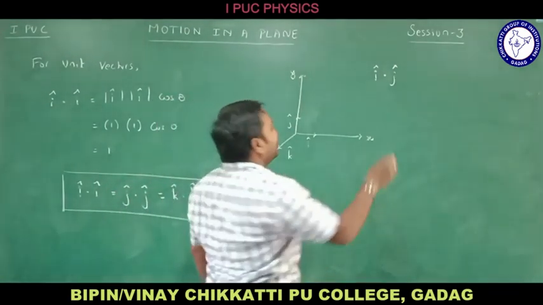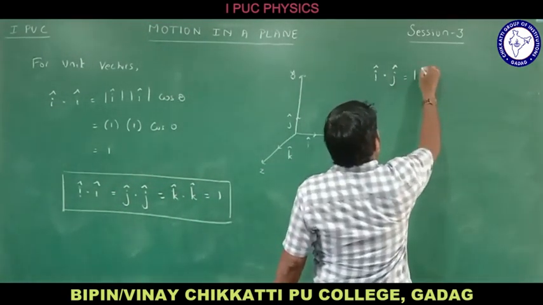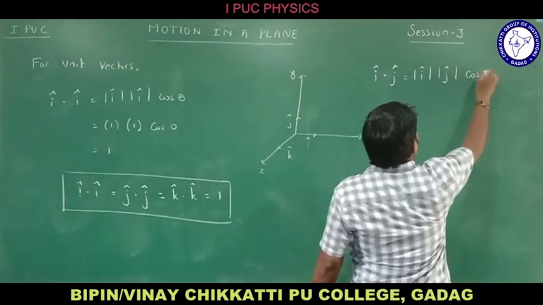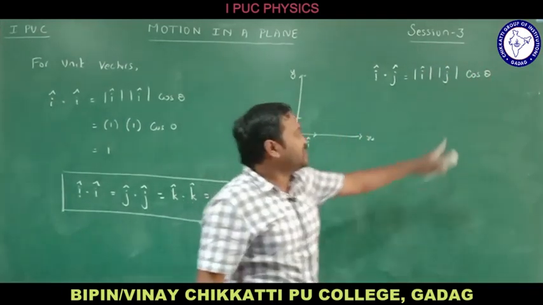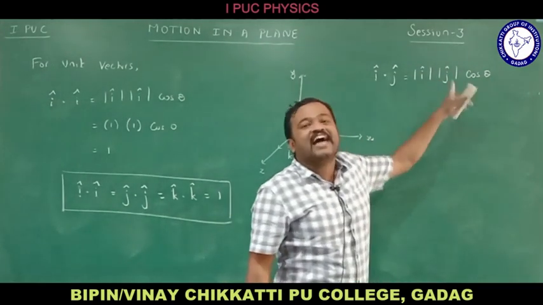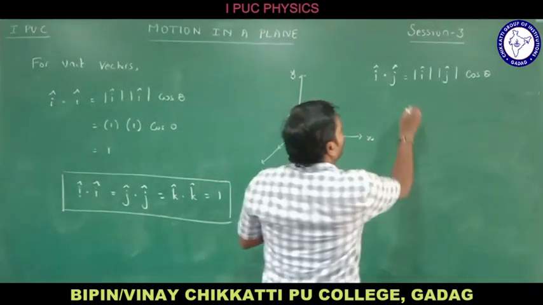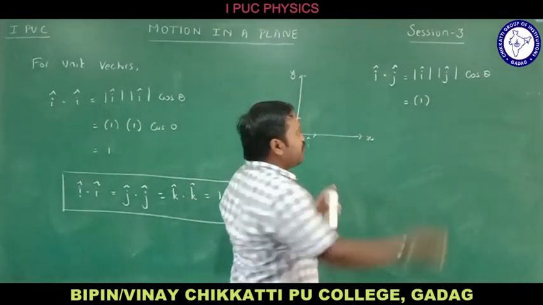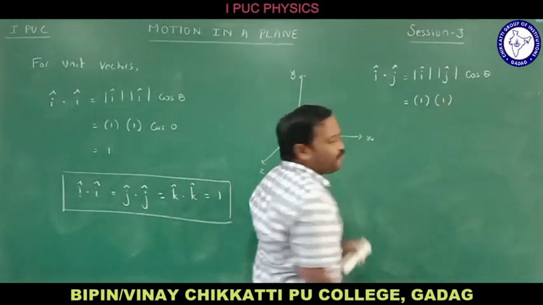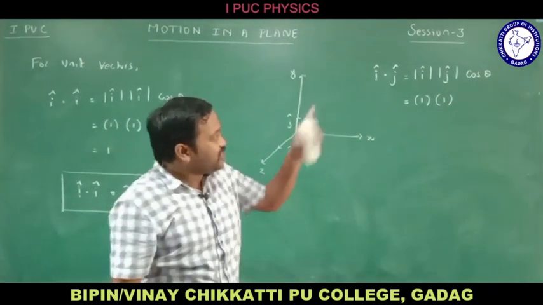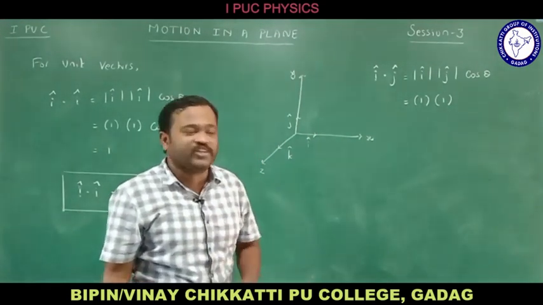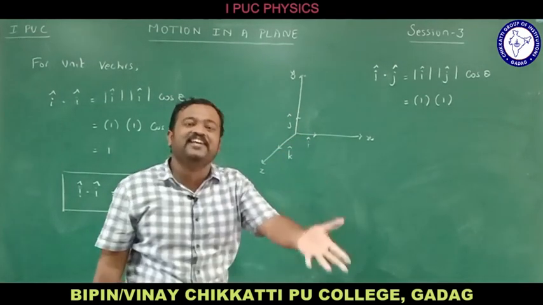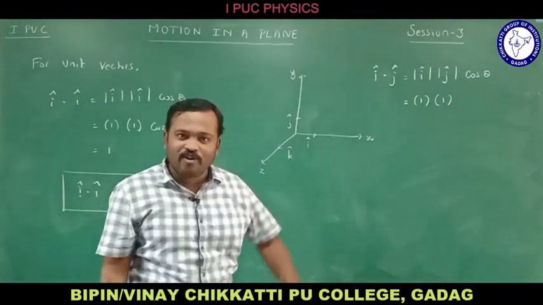In the similar manner, that is modulus of i, modulus of j, cos theta. What is theta? Theta is the angle between i and j, right? So what is modulus of i? Modulus of i is magnitude, that is 1 here. Modulus of j is also 1, because that is also a unit vector. What is the angle between i and j? The angle between i and j is 90 degrees, because one is along the x-axis and the other is along the y-axis.